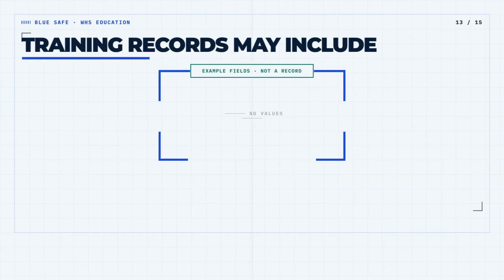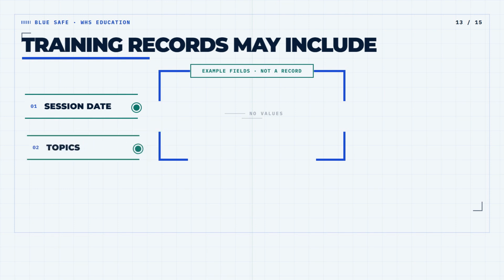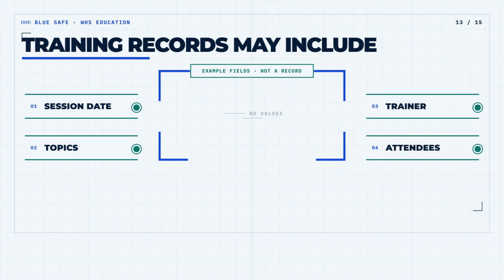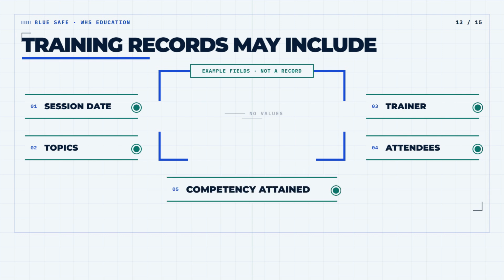Training records may include the session date, topics, trainer, attendees, and competency attained. These are examples of fields that may be recorded. The labels on screen are not a completed training record, proof of attendance or proof of competency. Documents and records support the system, but they do not automatically complete operational health and safety duties.